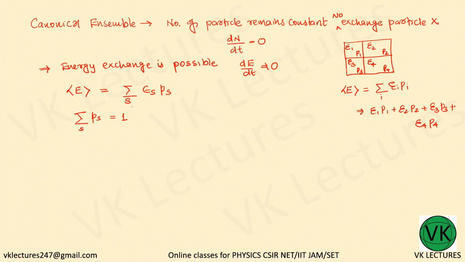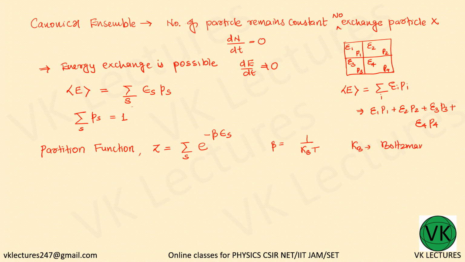Now let us bring in a new term here, which is called the partition function. The partition function is given by Z equal to the sum over S of e raised to minus beta E_S, where beta is equal to 1 by k_B T, k_B is the Boltzmann constant, and T is nothing but the temperature.